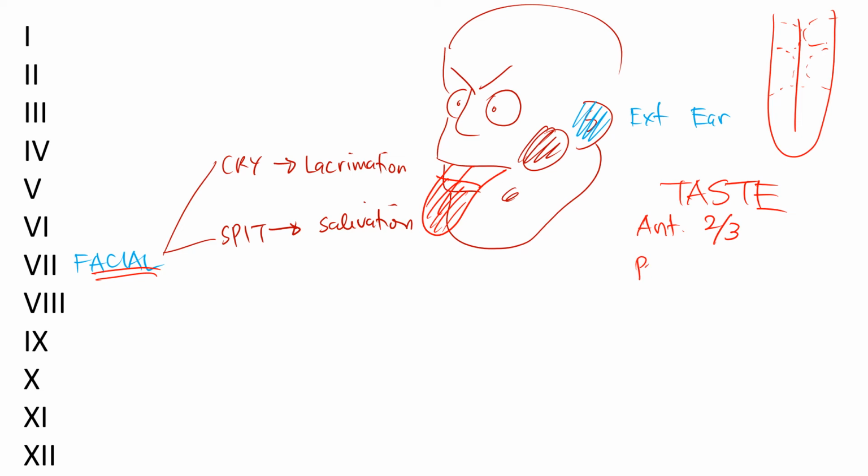How about your posterior two-thirds? It is due to your glossopharyngeal, cranial nerve 9. So these are the combos that you need to remember. Another good combo that you need to remember is cranial nerve 7 and 3. That's got to do with your eyelid.